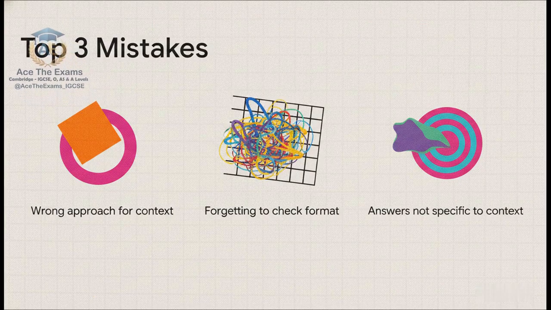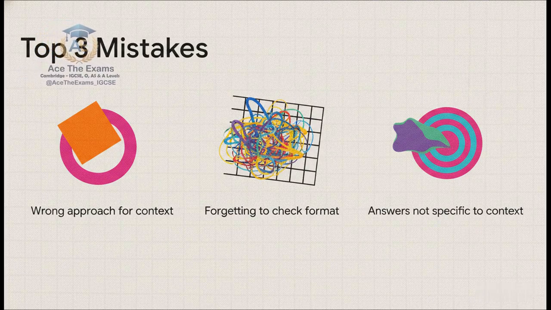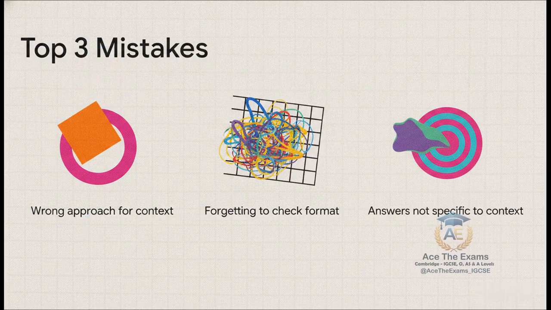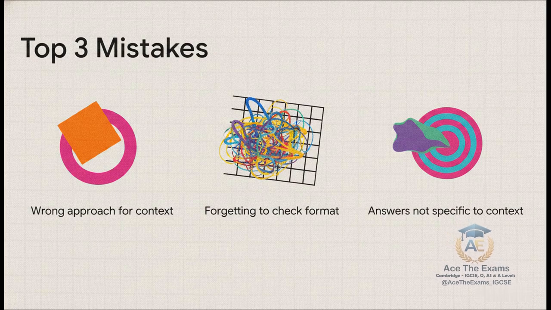Pulling straight from the principal examiner reports, here are the top 3 mistakes. Number 1, using the wrong approach for the context, like applying a standard sum formula when a sum to infinity doesn't even exist. Number 2, forgetting to check format and presentation. This means sloppy notation that the examiners simply can't read. And number 3, providing generic answers that aren't specific to the actual context or parameters given in the question.